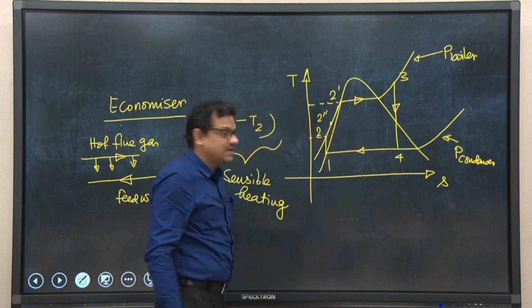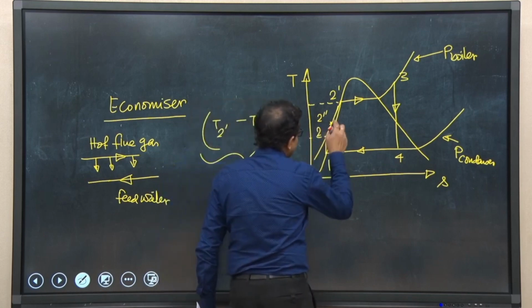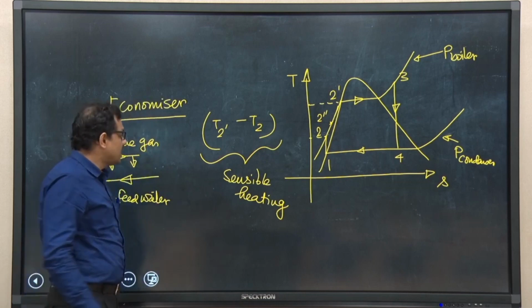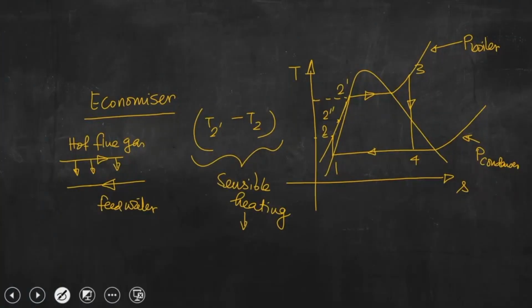So, if we can increase the temperature say now up to 2 prime before it enters into the boiler, then perhaps the sensible heating will be now T2 prime to T2. So, basically the amount of sensible heating required, given the fact that all other conditions are remaining same, is getting reduced, so that we can increase the efficiency of the boiler, and that is why the word economizer is coming. That means, we are trying to economize the entire process. Okay. So, this is all about the economizer.